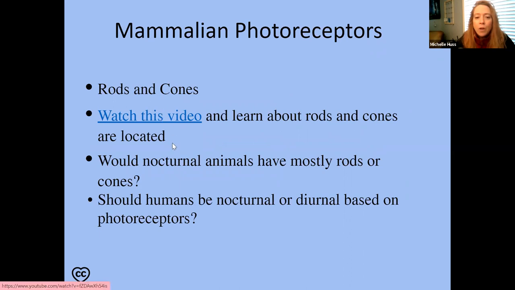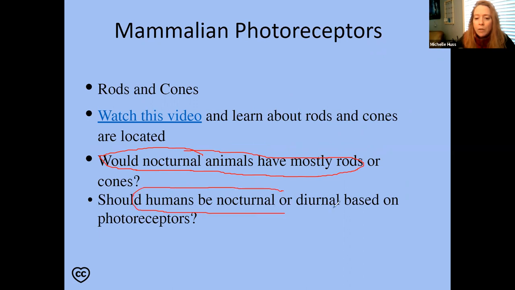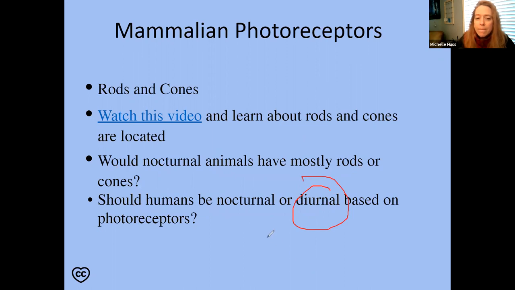Okay, so rods and cones, you're going to watch a video, and what you're going to think about as you're watching this video, nocturnal means that you're out at night, you're active at night. Do they have mostly rods or cones? And then the next question would be, should humans be nocturnal or diurnal? Diurnal means that you're active during the day, based on, do we have mostly rods or cones? And maybe you already know about humans, your answer should be this one. Okay, so nocturnal animals would be animals like cats that tend to see well at night. Do they have mostly rods or cones?